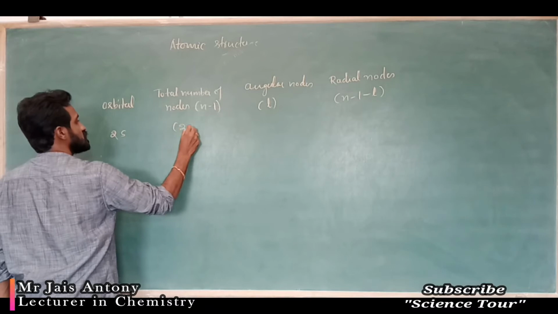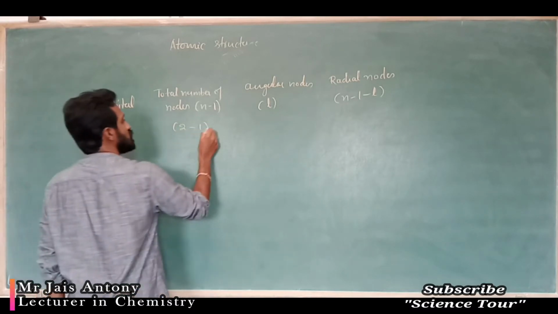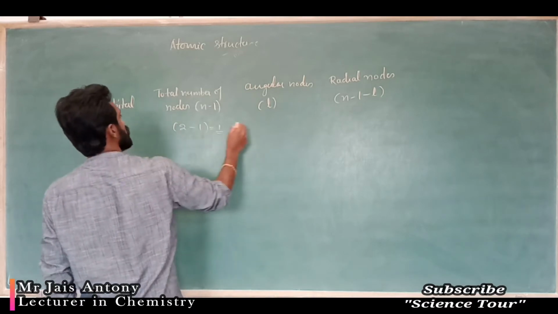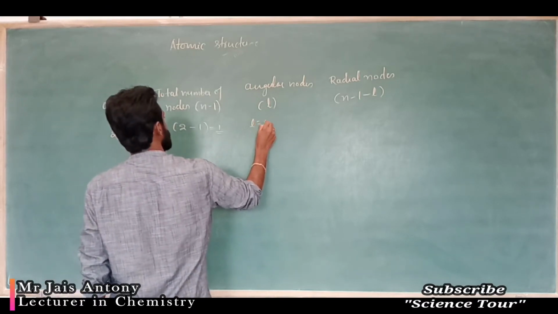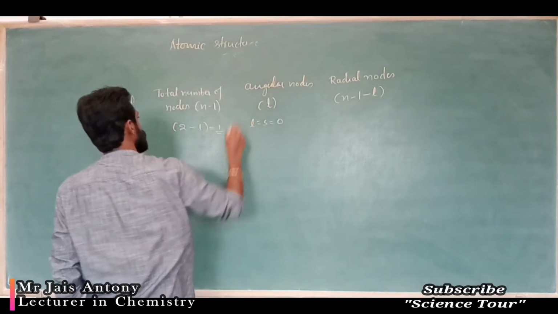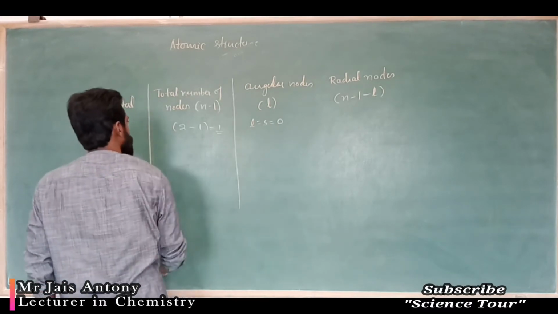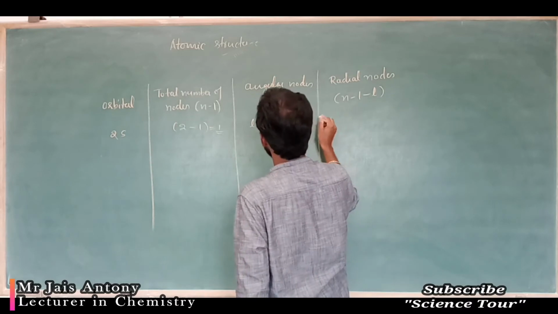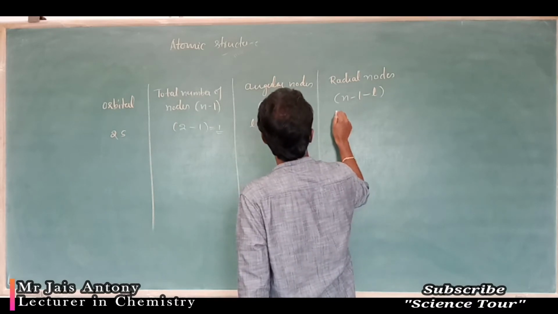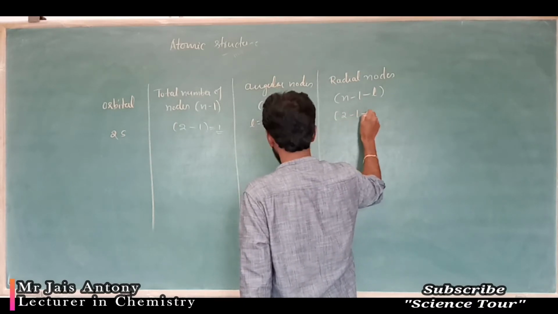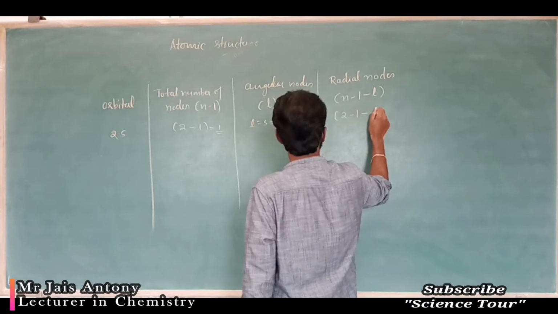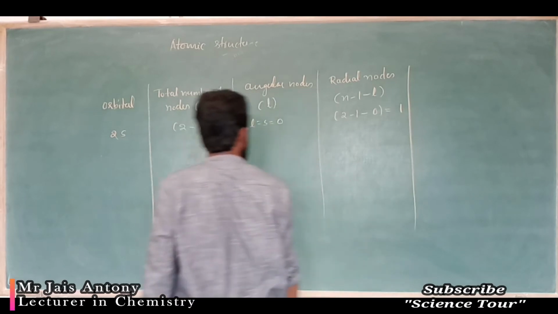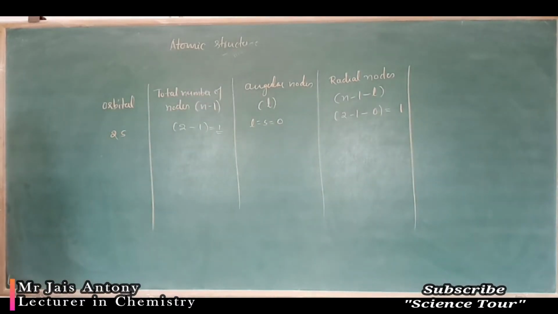n is the main energy level, 2 minus 1, it is nothing but 1 node present. The L value for s is 0, so there is no angular node in the 2s orbital. And 2 minus 1 minus L, which is 0, gives 1 radial node present in 2s.